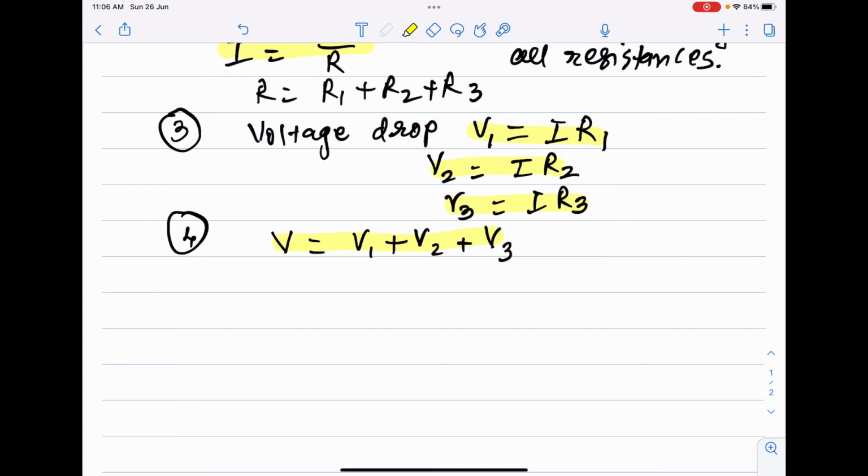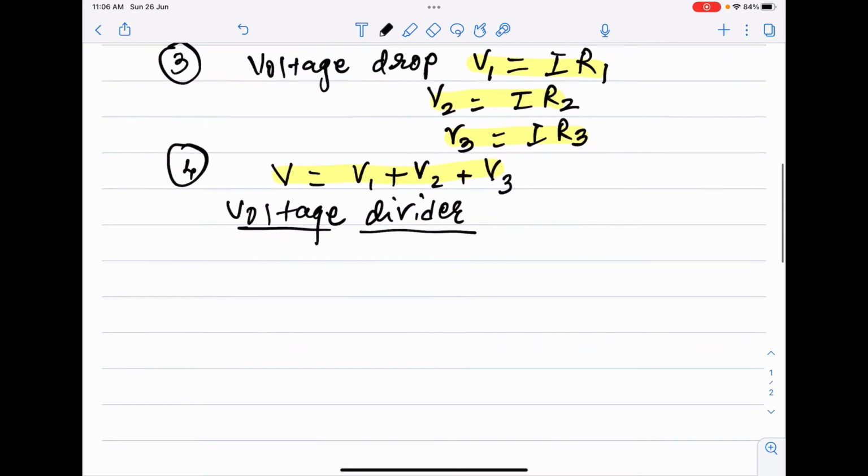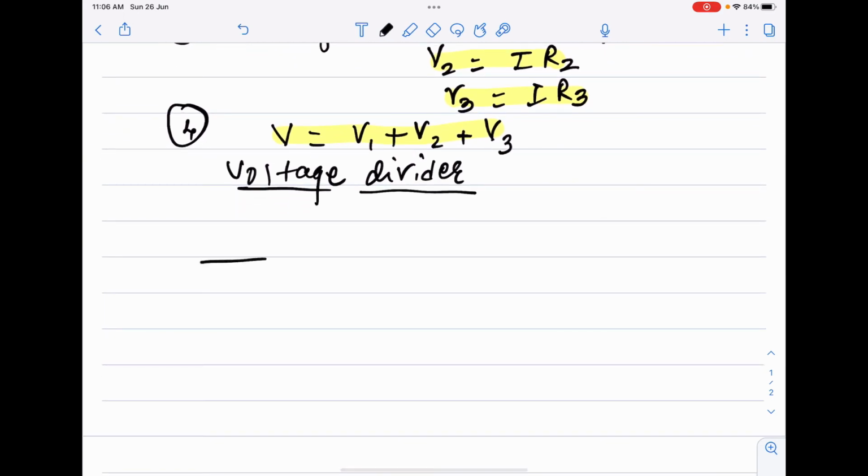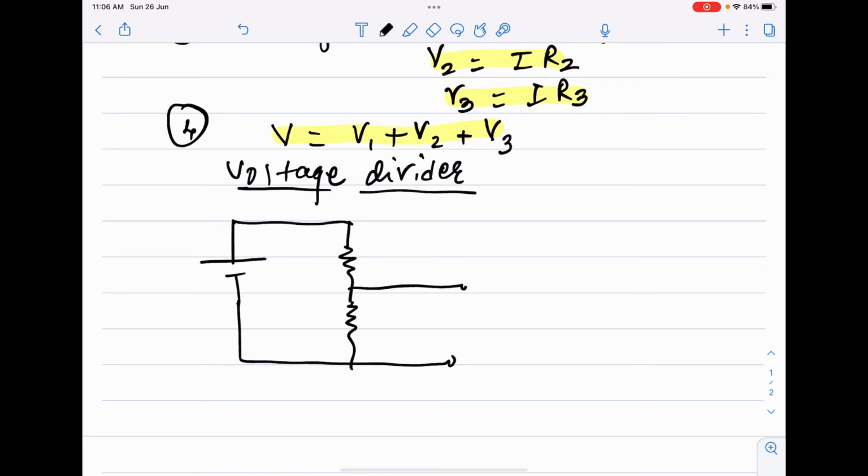Another property is that of the voltage divider. It is possible to form a voltage divider circuit by making use of the series circuit. Now suppose we have been provided with a battery, and suppose these are the two resistances. Suppose this is the resistance R1, this is the resistance R2, this is the voltage V, and we know that the current flowing is I.